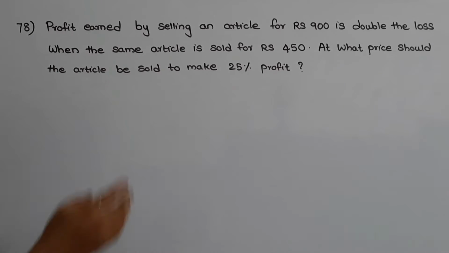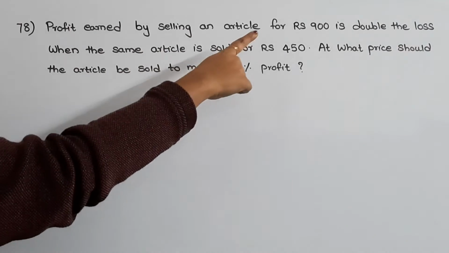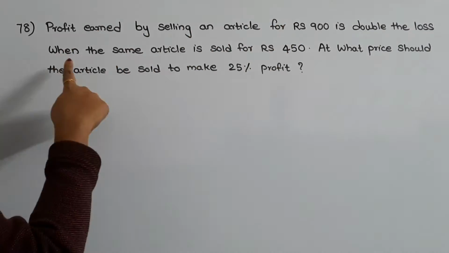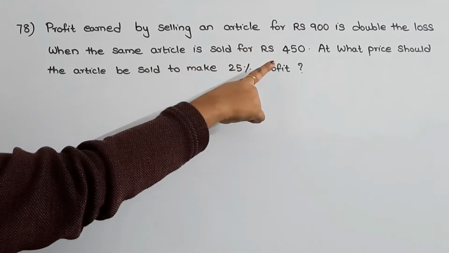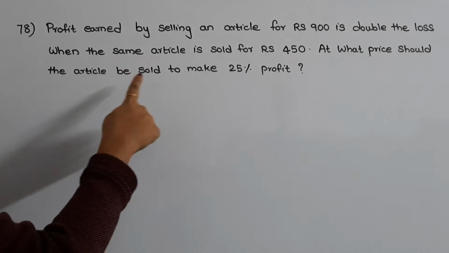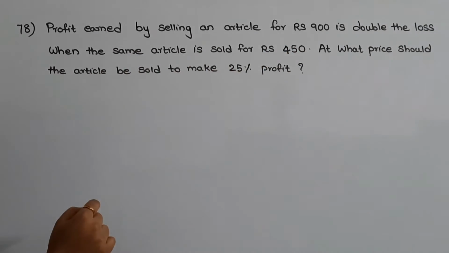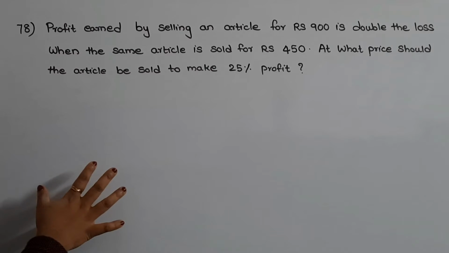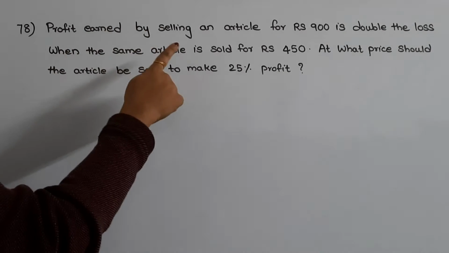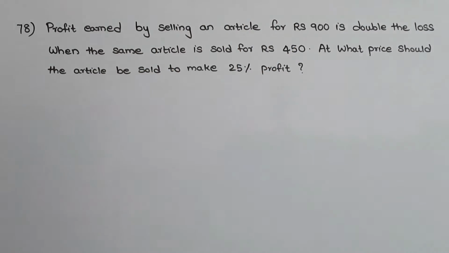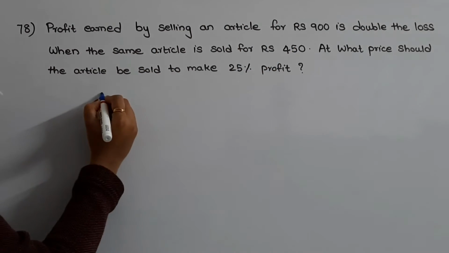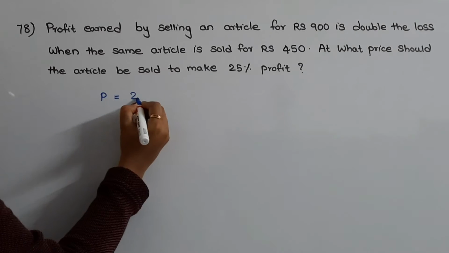The next question is, the profit earned by selling an article for rupees 900 is double the loss when the same article is sold for rupees 450. At what price should the article be sold to make 25% profit? This question is similar to the previous question. Here they are telling that the profit earned is double the loss incurred, so the profit is equal to 2 times the loss.